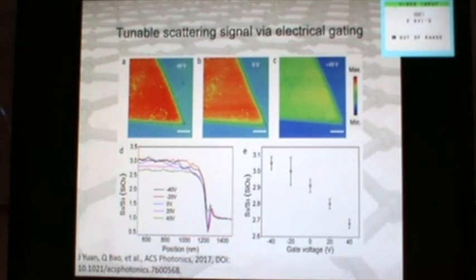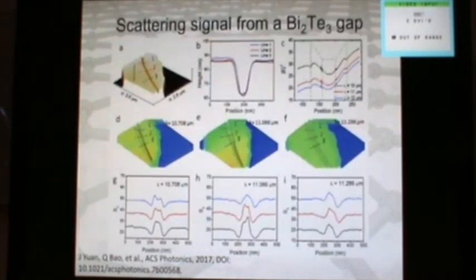We then gated the material, gated the single crystal, trying to inject carriers into this material. Similarly, we can find that the amplitude can also be changed, not only in graphene. So you inject carriers, and the plasmon amplitude can also be tuned.